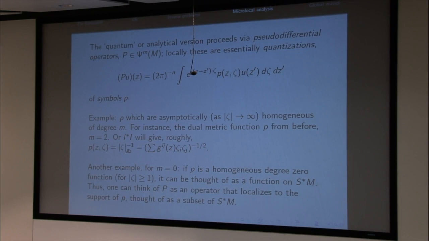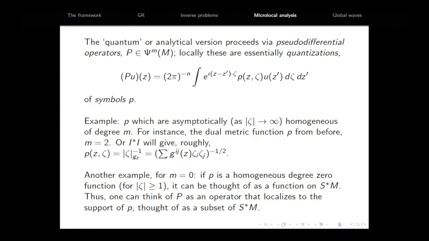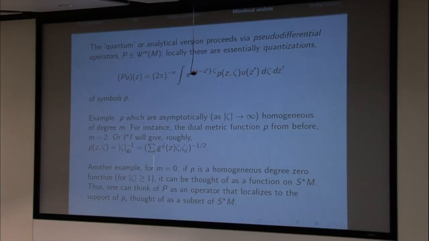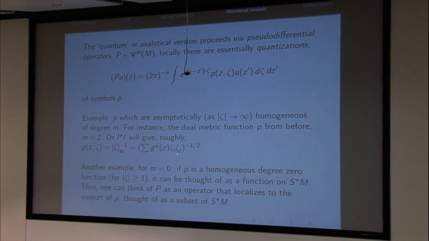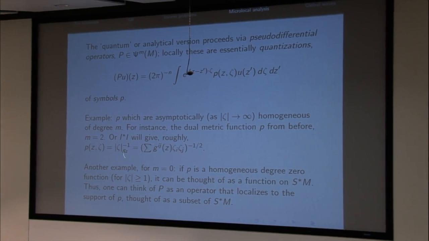Maybe the only thing I can say about this, pseudo-differential operators come from quantizing nice, in some sense, functions on phase space. Nice means, I mean, it's not quite this, but I think it gives a good feel for it, asymptotically homogeneous with respect to dilation. So they behave like a power of zeta as zeta goes to infinity. So for example, in this inverse problem, this I star I would be roughly the inverse of the length function with respect to the metric.